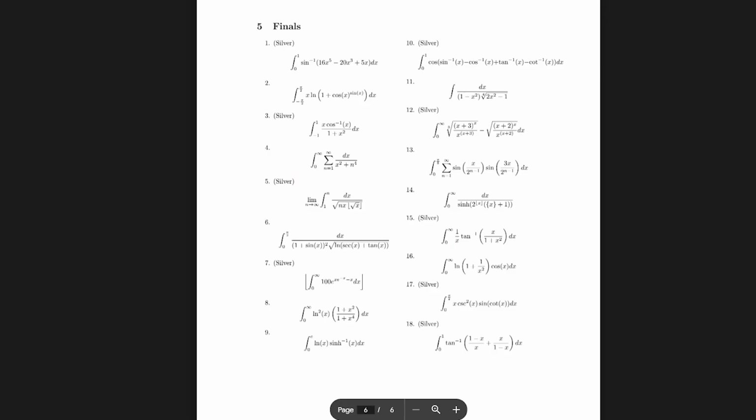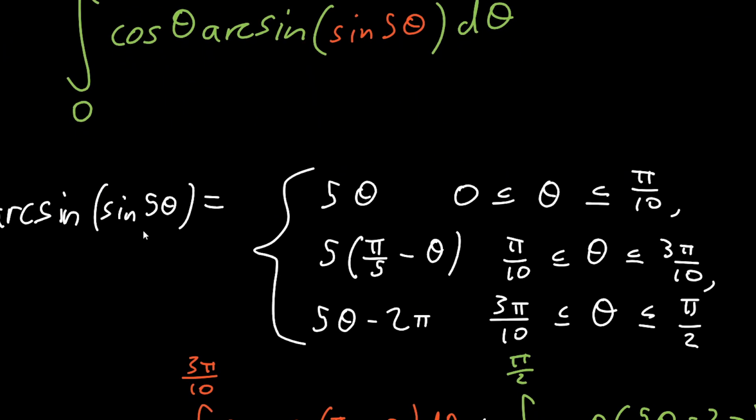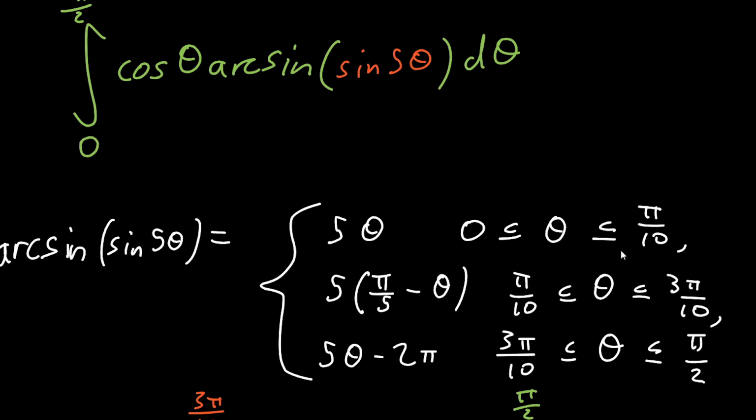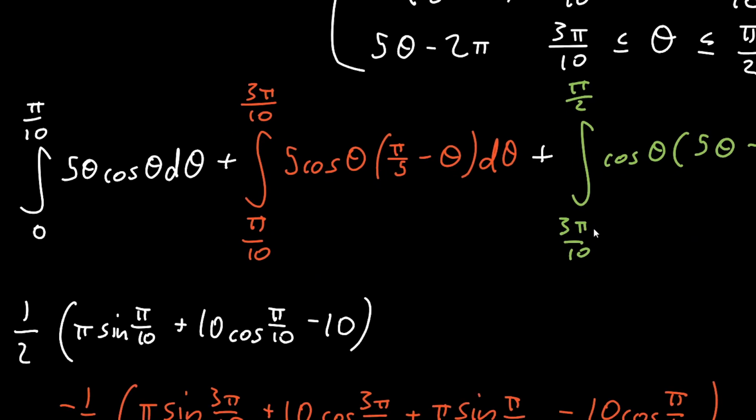So if we go back onto here, we write arcsine of sine 5 theta. We want it between 0 and pi over 2, but we're going to have to split it up into 3 regions. We have 5 theta between 0 and pi over 10, 5 times pi over 5 minus theta between pi over 10 and 3 pi over 10, and 5 theta minus 2 pi between 3 pi over 10 and 5 pi over 10, which is pi over 2. So I have it written up into this white integral here, this red integral here, and this green integral here with their respective bounds. And we can just evaluate all of these fairly easily.